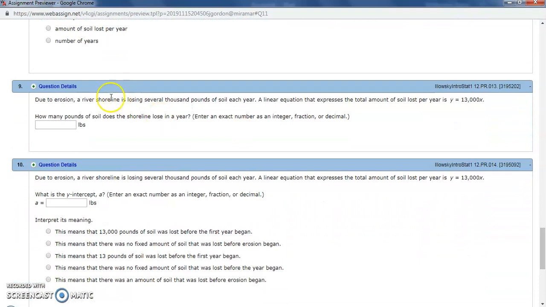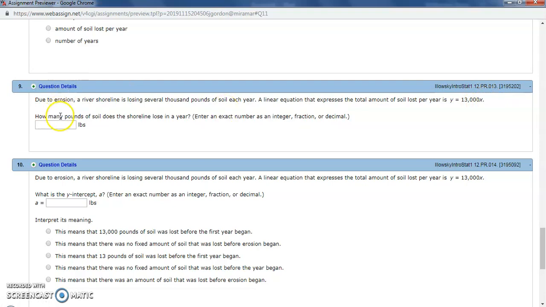Okay, so here, due to erosion, here's our equation. There's no y-intercept. It's y equals a plus bx. The slope is always with x. So here's your slope, but there's no y-intercept.